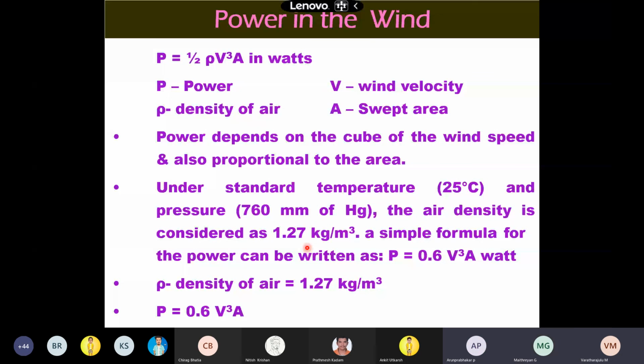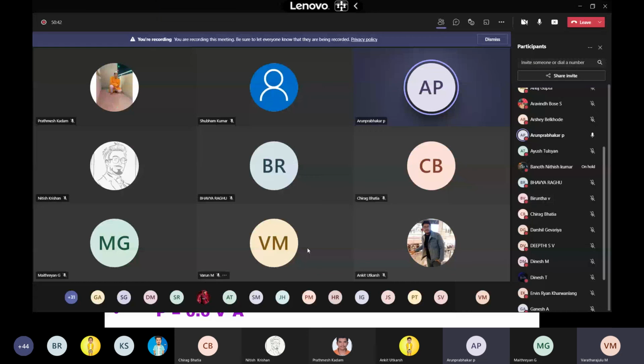Yes, who said? Arun Prabhakar. Sir, because the flow goes to low pressure. So outside 760 mm Hg and inside 120. So airflow. Yes, it was the scenario.